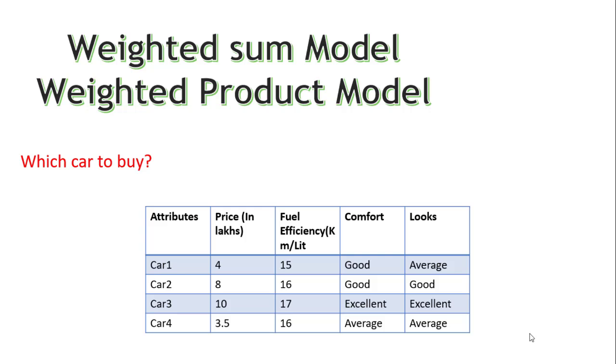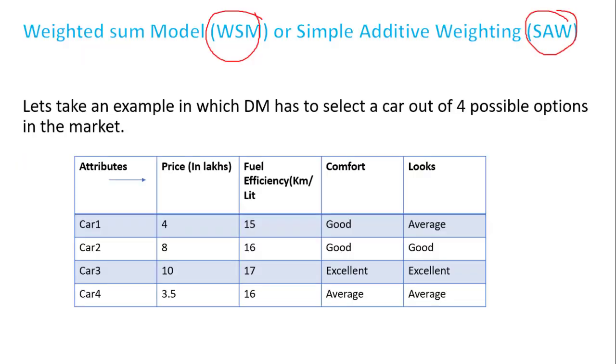In this lecture, I am going to discuss the weighted sum model and the weighted product model for multi-attribute decision making problems. First, we will discuss the weighted sum model. Weighted sum model is also known as simple additive weighting.